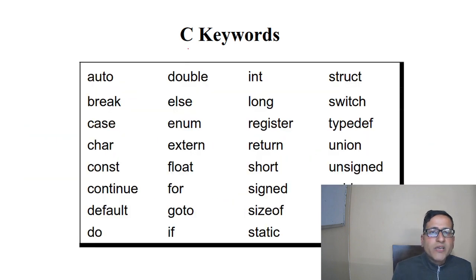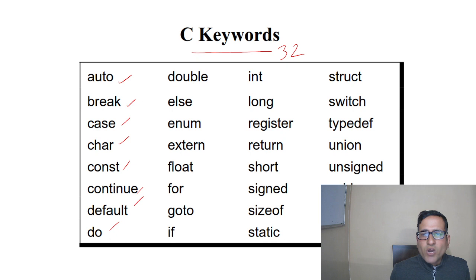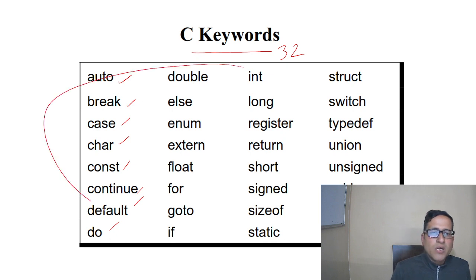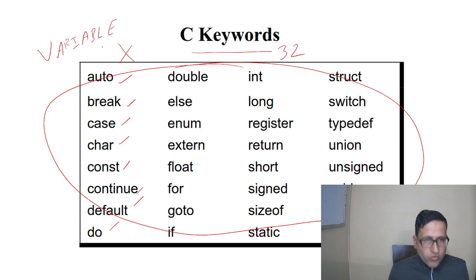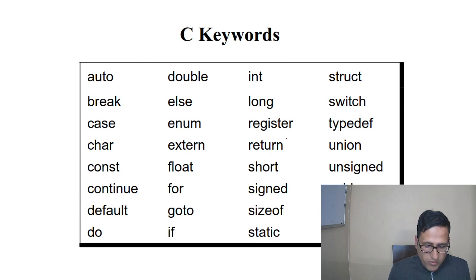These are the 32 keywords which are reserved for C: auto, break, case, char, const, continue, default, do, likewise void, volatile, and all these 32 keywords are reserved. So we should not take these words as variable names. I hope these slides are understood by you, and you will be able to write C programs.